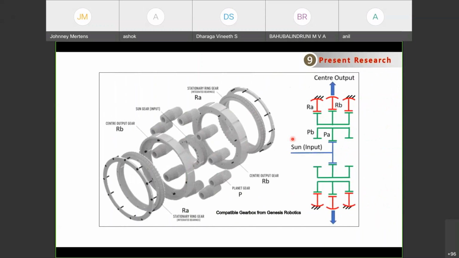The first one is a compatible gearbox from Genesis Robotics. You can clearly see here a sun gear surrounded by a planetary gear arrangement, and the corresponding layout diagram of such gearboxes is shown here. Especially this one is used for prosthetic hand applications. All the gears are made of plastic, so such compatible gearboxes are very light in weight. This gearbox is used for prosthetic hand applications, and it is still under research only.